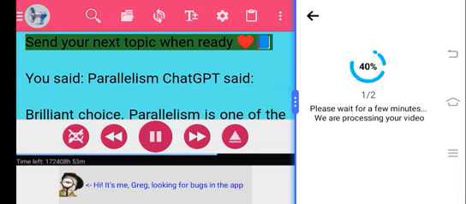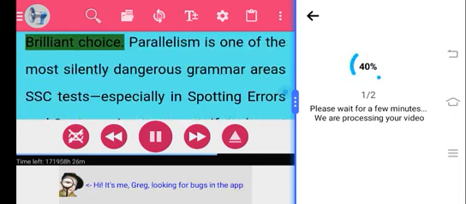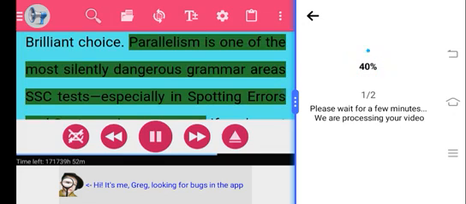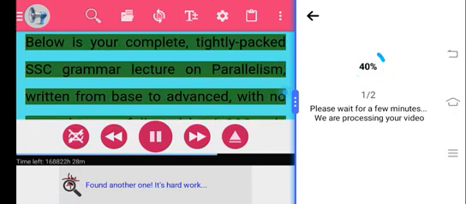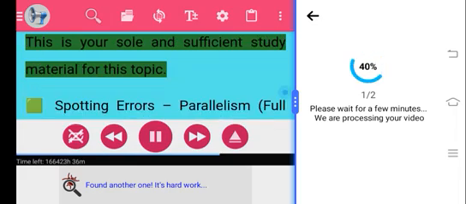You said: Parallelism. ChatGPT said: Brilliant choice. Parallelism is one of the most silently dangerous grammar areas SSC tests, especially in spelling errors and sentence improvement. If you're not trained to spot it, it looks grammatically fine, but it silently breaks the structure. Below is your complete, tightly packed SSC grammar lecture on parallelism, written from base to advanced, followed by 4 SSC style previous year questions with answers. This is your sole and sufficient study material for this topic.